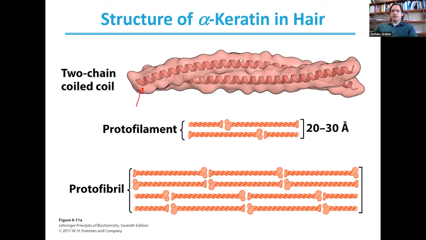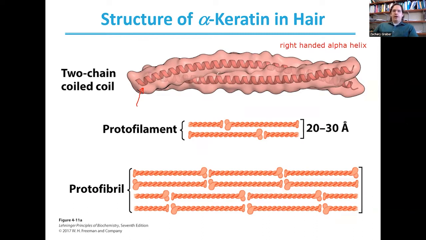Now, one of the interesting things to note here with our alpha-keratin is that it actually uses a left-handed coiling of our two alpha helices together, right? So remember, the alpha helix itself has a right-handed coil to it. So we have our right-handed alpha helix combined with this left-handed coiled coil. So it's kind of coiled together in opposite directions in order to create this strong fibrous structure.